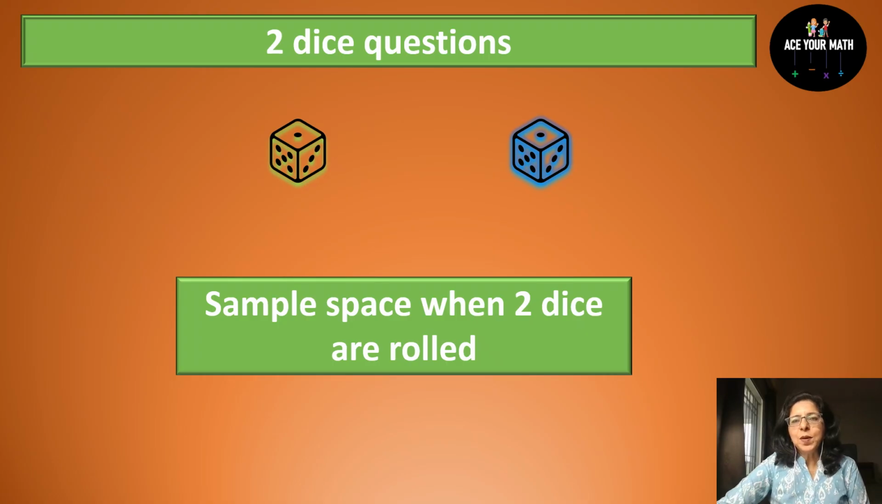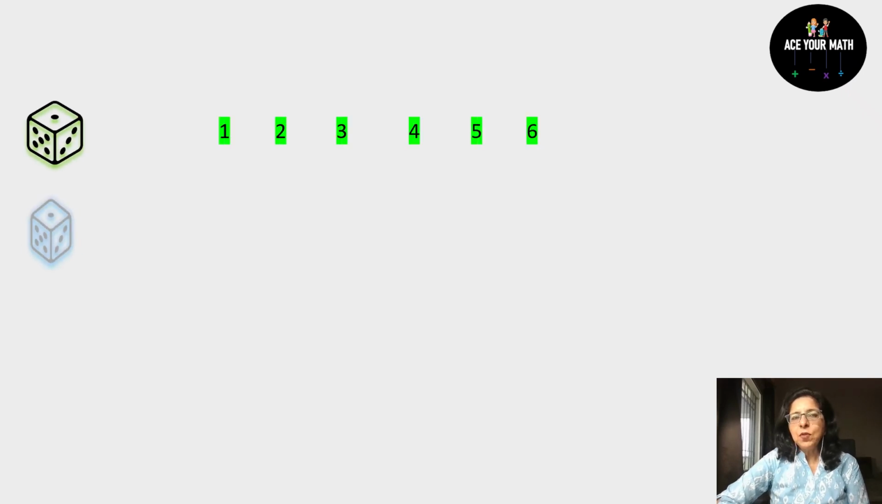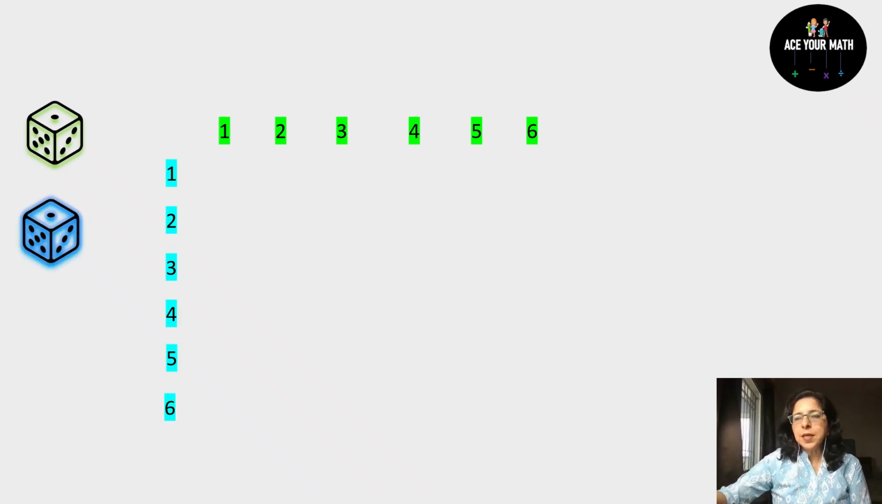Till now, we have seen all the questions related to a single die. Now we will see a few questions when two dice are rolled together. So the first step is how to create a sample space. So let's see how to create a sample space when we roll two dice. See, when we roll a single die, outcomes are 6. There are 6 faces in a die. And when we roll the second die, there are 6 possible outcomes. Now see how to create the sample space for these outcomes.